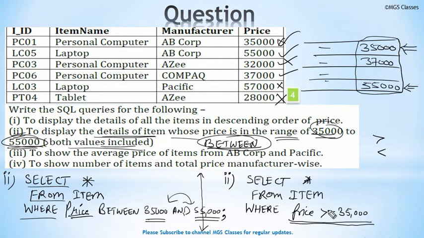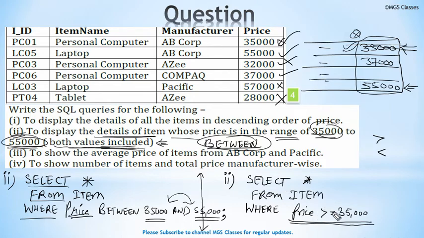You will not use greater than here, otherwise these values are excluded. The question says both values are included, which means you need to display the items whose price is equal to 35,000 also. If you write price is greater than 35,000, then the 35,000 row will not come. That is wrong, and that is not asked in the question. The question asks that the 35,000 and 55,000 value items should also be included.